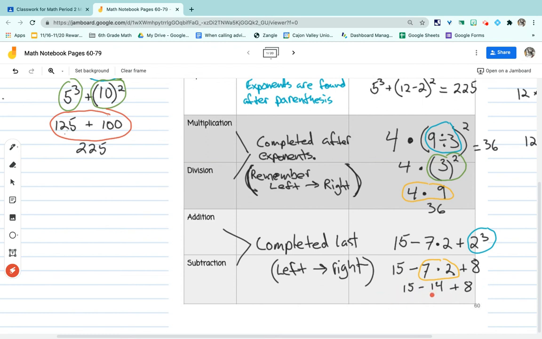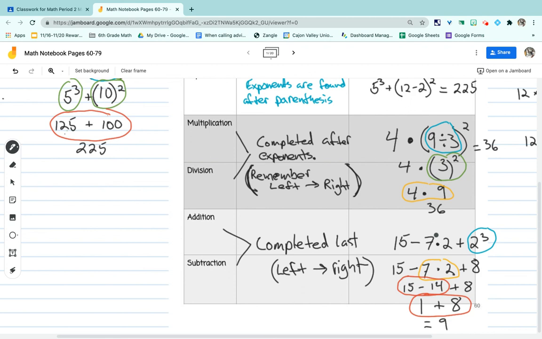So we're going to start off with subtraction. 15 minus 14 is 1. And then we add the 8. 1 plus 8, and actually let me circle this in red because I'm showing that step. And then 1 plus 8 would be last, and that equals 9. Okay, so definitely not the right answer if you do the order of operations incorrectly, especially at the end. If you were to add first and then subtract, you would have gotten that answer incorrect.